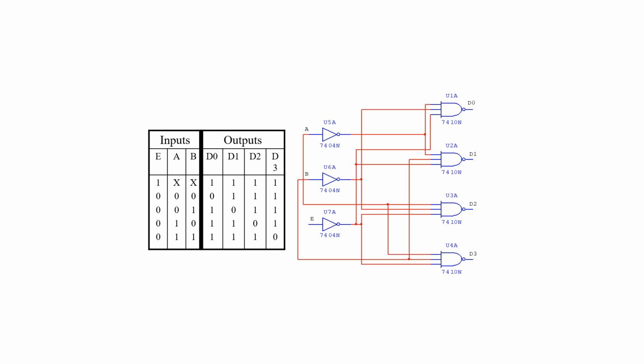This slide here reflects what we mentioned in the previous slide. As you can see here, we have three inputs: E to enable, and A and B, and we have four outputs: D0, D1, D2, D3.